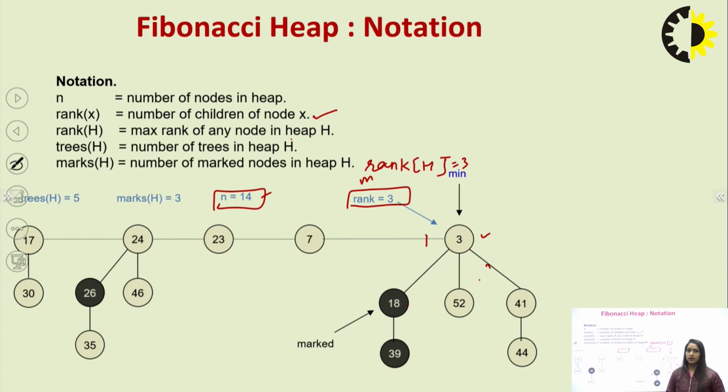Next, trees of H means the number of trees in a heap. I already said that a Fibonacci heap consists of a collection of heap trees. So here, 1, 2, 3, 4, 5, we have 5 trees, right? Next notation is mark H, the number of marked nodes in the heap. So here we have 3 marked nodes, so we write 3. So these are some notations we have to know in Fibonacci heap.